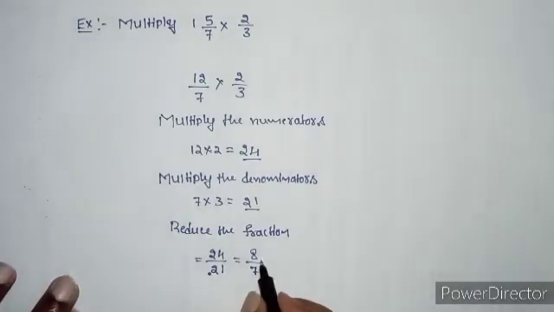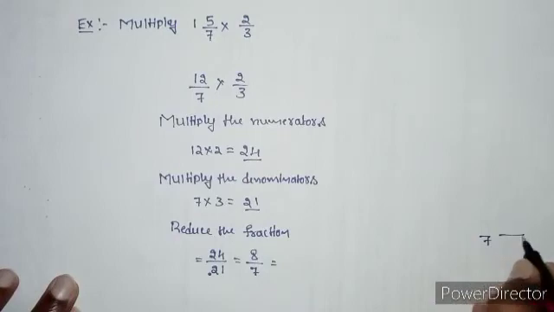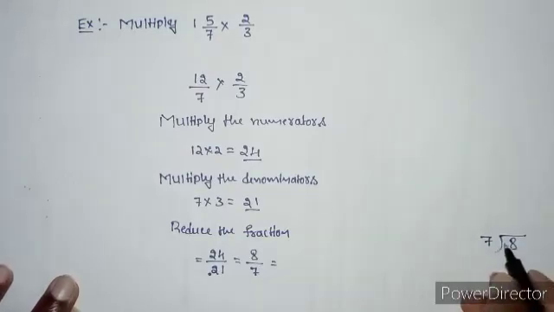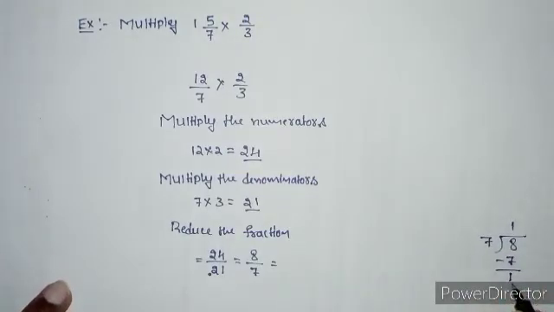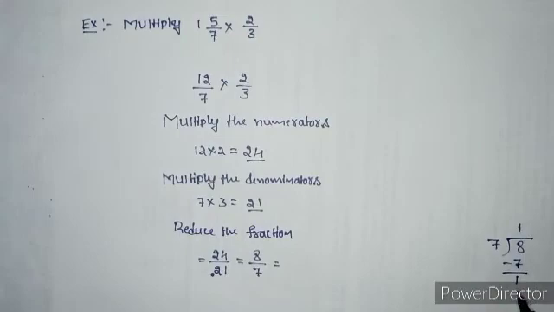Now we need to simplify this into a mixed fraction. So 8 divided by 7. The nearest product for 8 from 7 is 7 ones are 7. When we subtract 8 minus 7, we get 1. So now we got the quotient 1, and the remainder is 1.